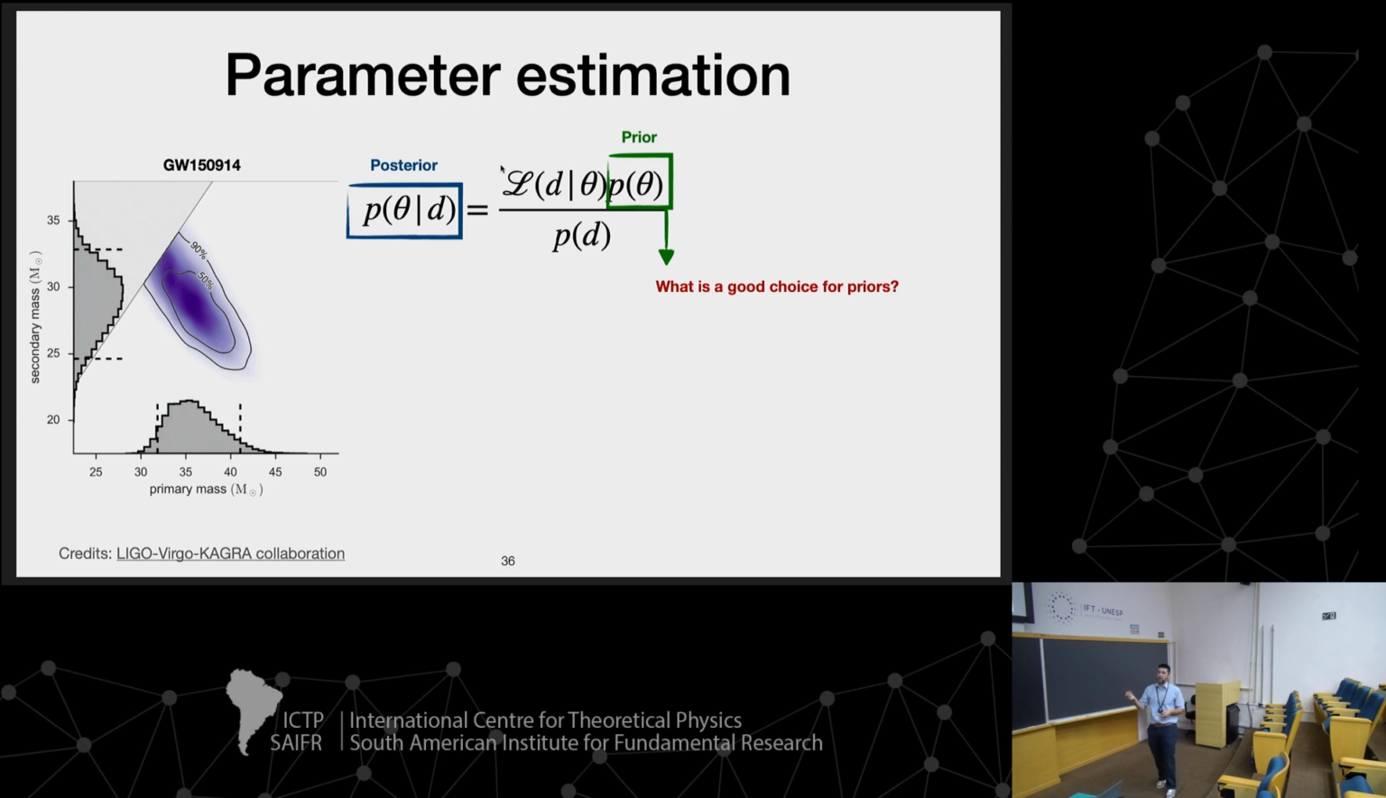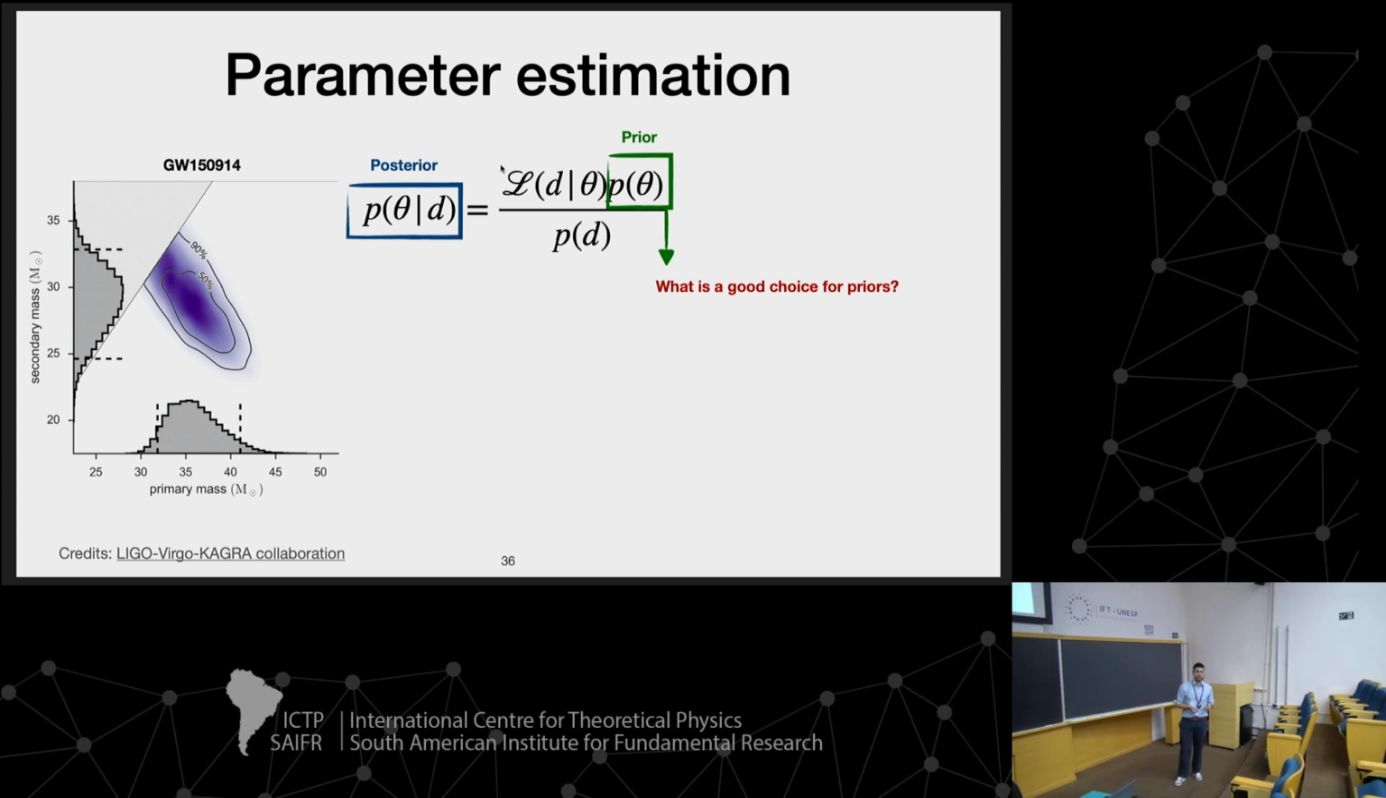Priors take into account whatever you know prior to actually having the data. Uniform priors are usually a good choice, for example, for the masses. But for the luminosity distance, this is not a good choice because we know, for example, the universe is expanding, so we can have a prior uniform in comoving volume. So priors can actually take into account also a bit of physics.